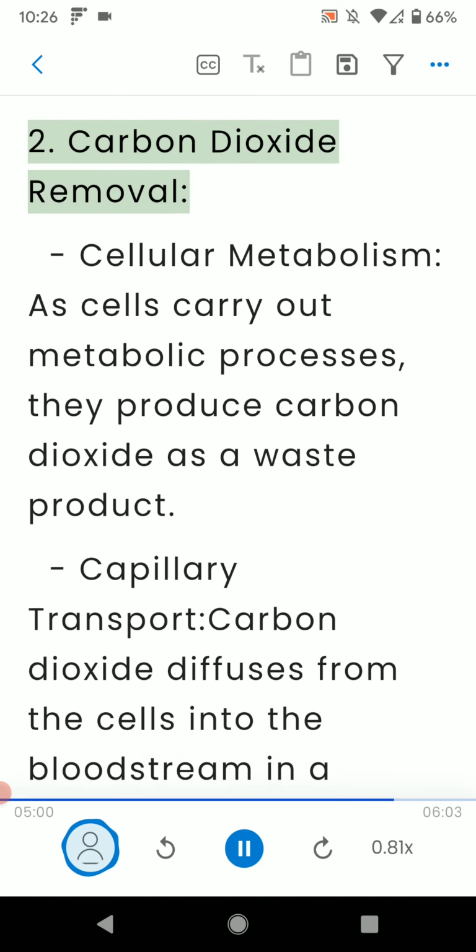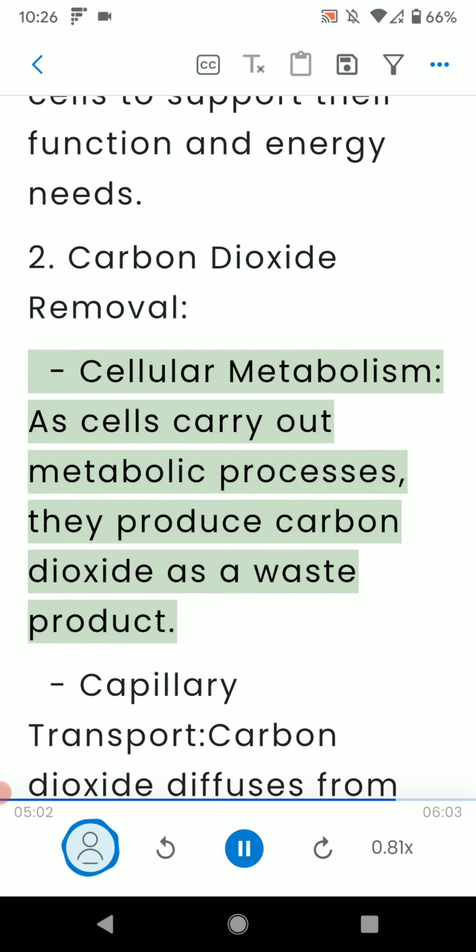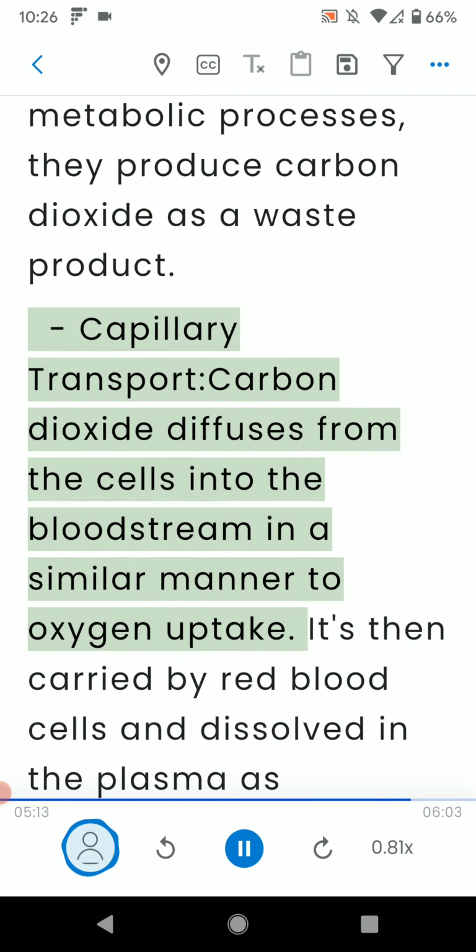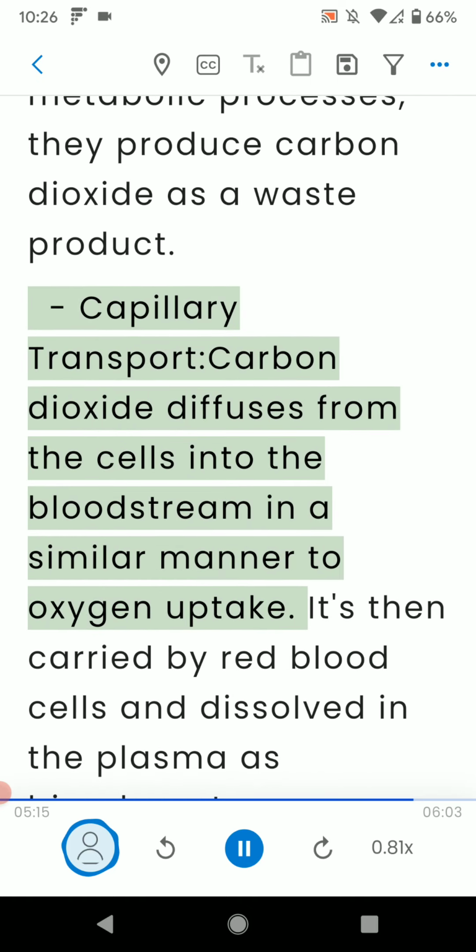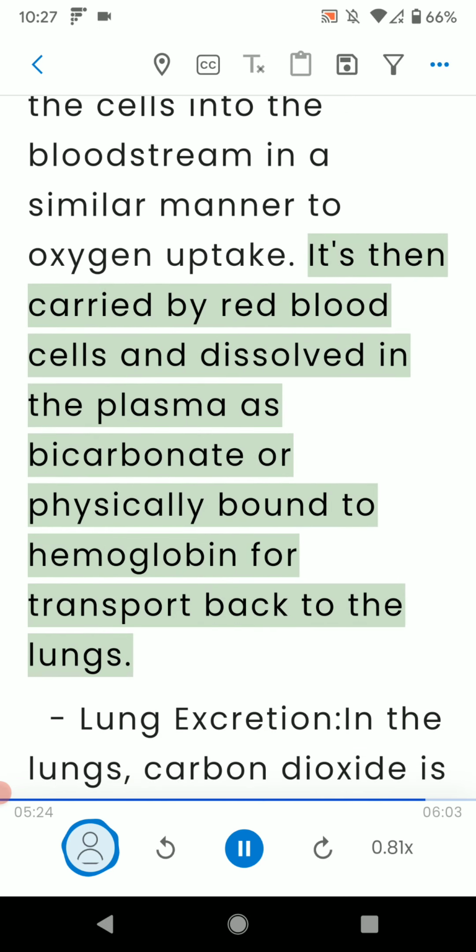2. Carbon dioxide removal. Cellular metabolism. As cells carry out metabolic processes, they produce carbon dioxide as a waste product. Capillary transport. Carbon dioxide diffuses from the cells into the bloodstream in a similar manner to oxygen uptake. It's then carried by red blood cells and dissolved in the plasma as bicarbonate or physically bound to hemoglobin for transport back to the lungs.